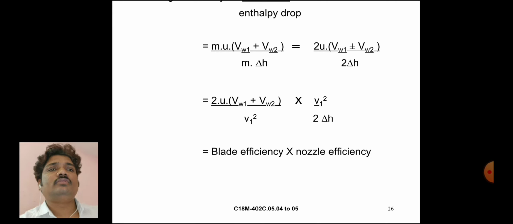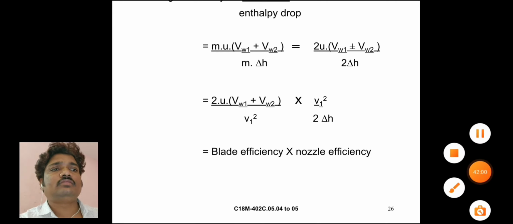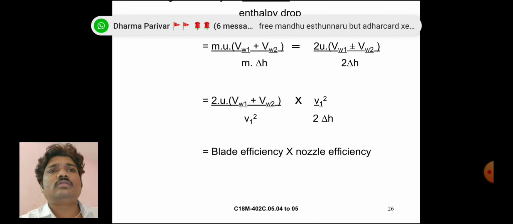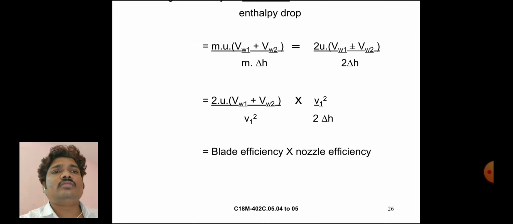Enthalpy drop equation: mu (Vw1 plus Vw2) by m delta h equals 2u (Vw1 plus or minus Vw2) by 2 delta h, which equals 2u (Vw1 plus Vw2) by V1 square, into V1 square by 2 delta h.